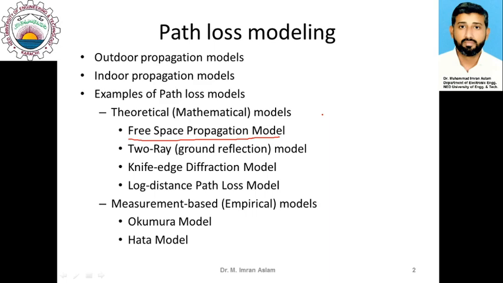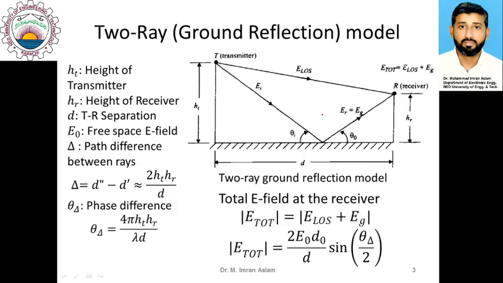Before starting the further discussion on the two-ray ground reflection model, let me quickly review what we discussed in the previous lecture. This is the graphical illustration for the two-ray ground reflection model. We have a transmitter here and a receiver here. We assume that two rays are received at the receiver side, so the electromagnetic wave transmitted from the transmitter and received at the receiver is represented by two different rays.